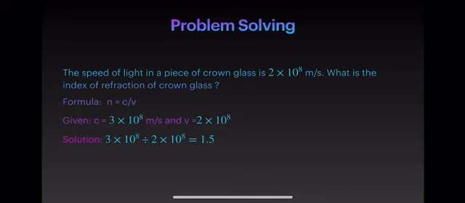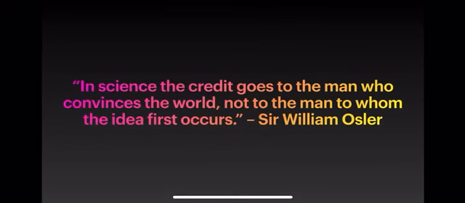Let's try solving this problem here. The speed of light in a piece of crown glass is 2 times 10 to the power of 8 meters per second. What is the index of refraction of the crown glass? The formula is n equals c over v. We should already know the speed of light in vacuum, which is 3 times 10 to the power of 8, and we have v. So 3 times 10 to the power of 8 over 2 times 10 to the power of 8, we get 1.5. So the crown glass has an index of refraction of 1.5. And we're done with today's video.